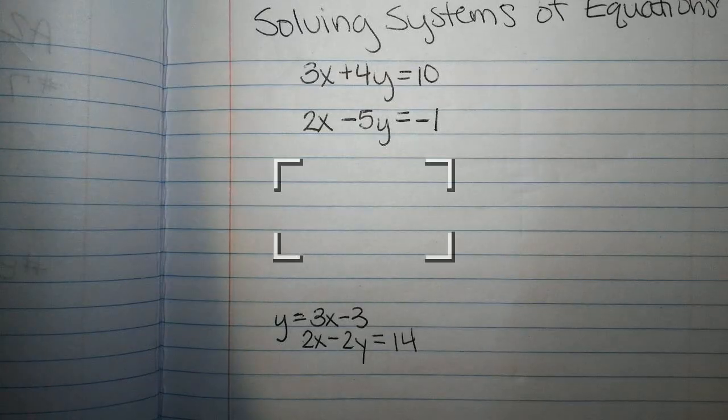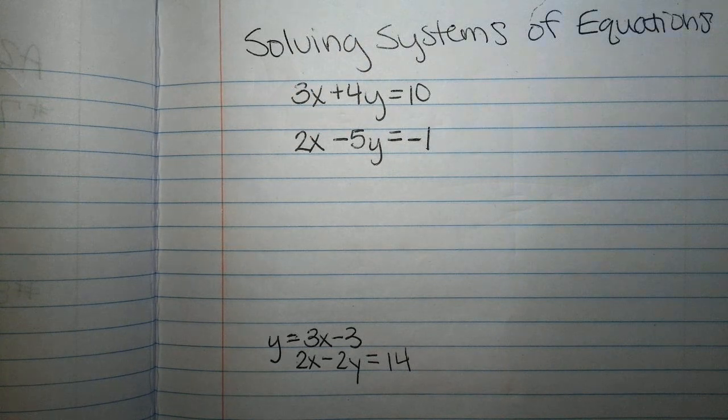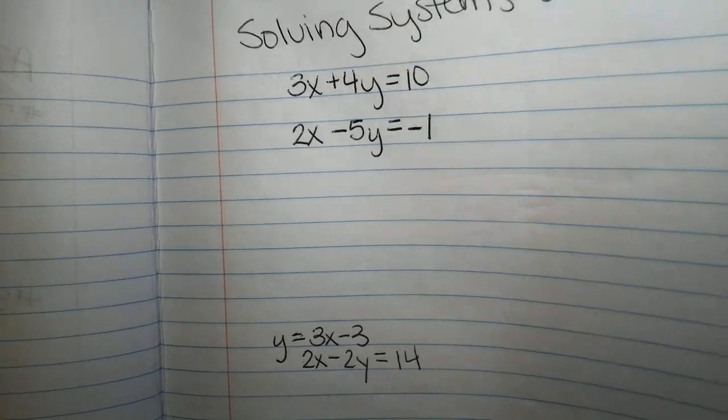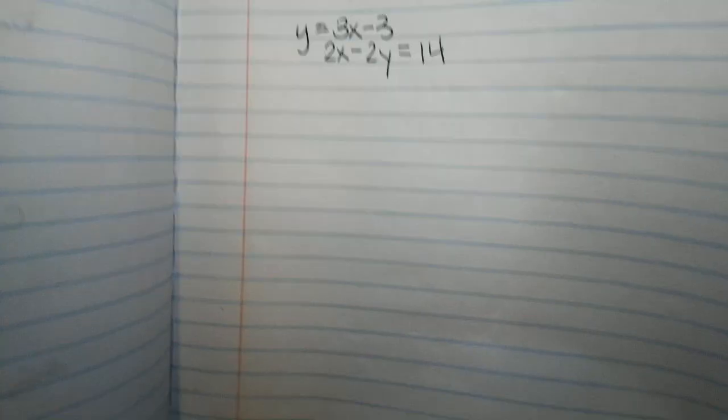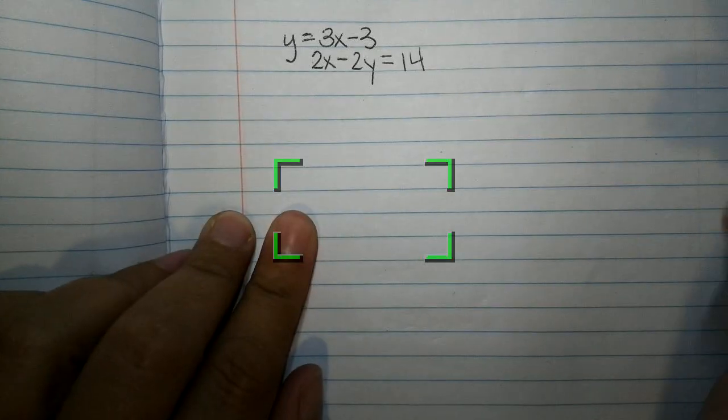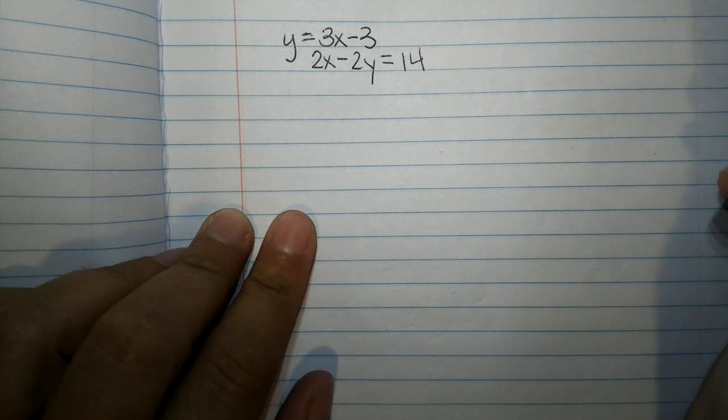Hey, Algebra 2 students. Today we're going to talk about solving systems of equations, and we're going to do one substitution problem just to jog your memory, and we're going to do one elimination problem. So our very first one here, we've got y equals 3x minus 3 and 2x minus 2y equals 14.